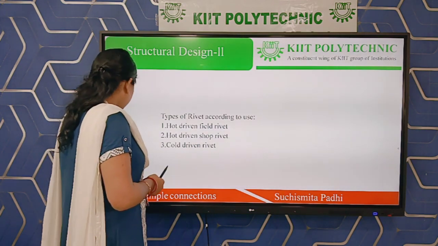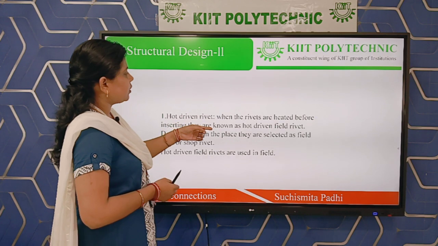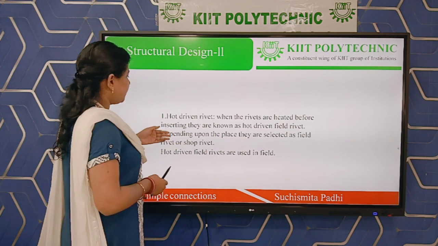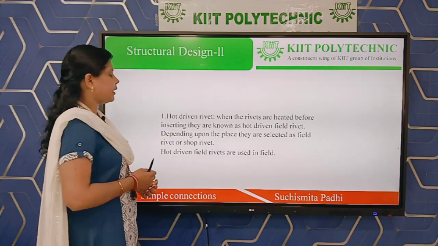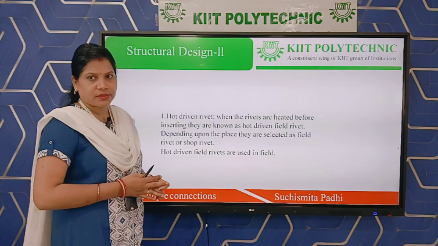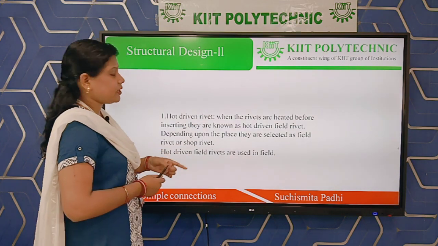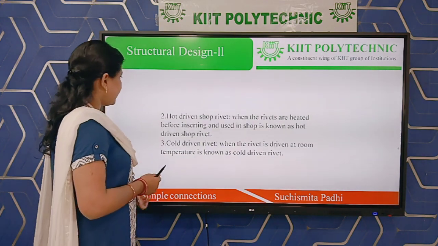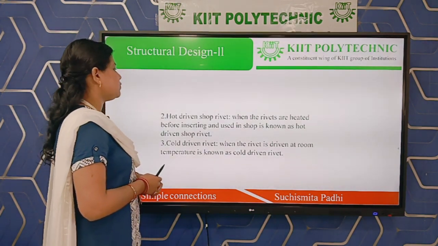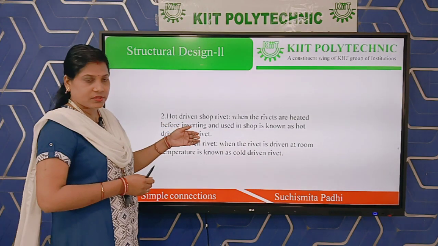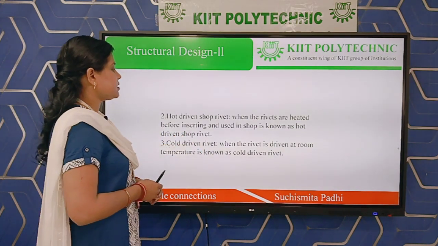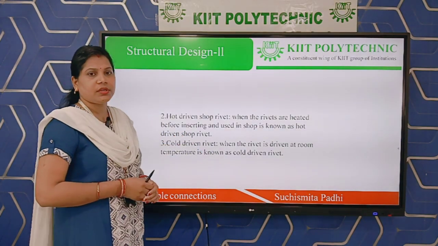So let us see the definitions. When the rivets are heated before inserting, they are known as hot driven rivets, and depending upon the place, they are selected as field rivet or shop rivet. Hot driven field rivets are used in the field. Next is hot driven shop rivet: when the rivets are heated before inserting and used in the shop, it is known as hot driven shop rivet. And the last one is cold driven rivet: when the rivet is driven at room temperature, it is known as cold driven rivet.